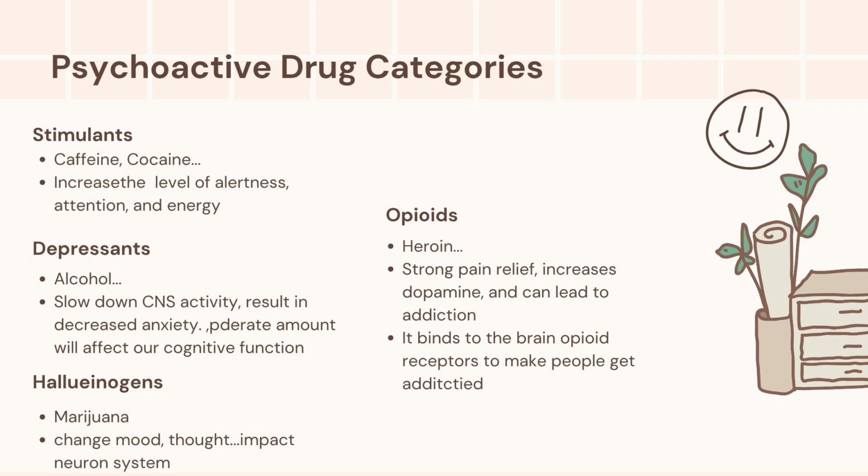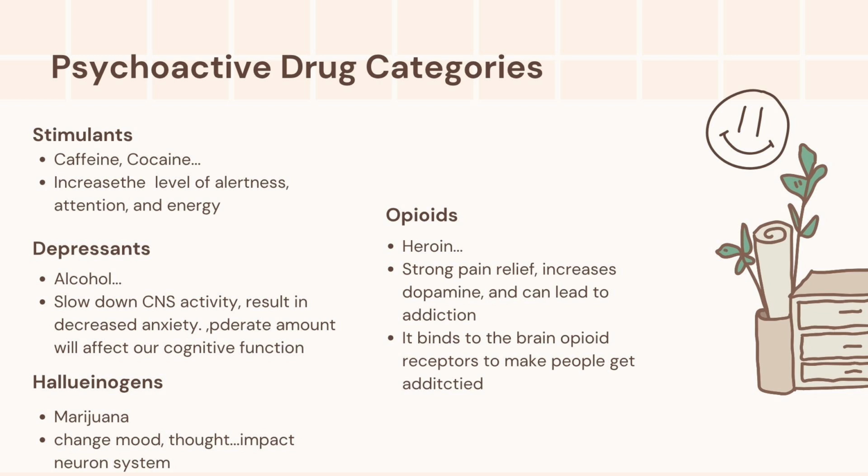So never do it. The depressant, alcohol, is a kind of depressant. Its function is to slow down the CNS, the central nervous system activity, resulting in decreased anxiety, and even a moderate amount of alcohol will affect our cognitive function. So that's why when we drink too much alcohol, we might say something super weird or do something super weird, because it will affect our cognitive function. And because our CNS activity is being slowed down, we cannot think like a normal human.